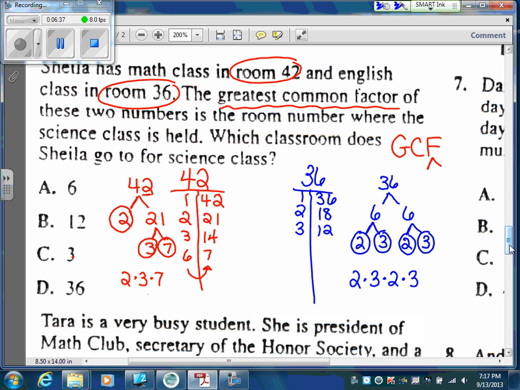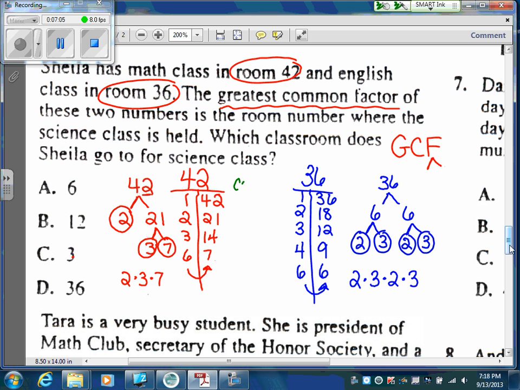Do I see a 4? No, but I can make a 4. 2 times 2 is 4, so I'm going to write that down. I'm going to cover up both 2's because I used them. What's left is 3 times 3, which is 9. Do I see a 5? No. A 6? No, but I can make one. 2 times 3 is 6. Cover both of those up because I used them. What's left is 2 times 3, which is 6. My numbers are repeating.